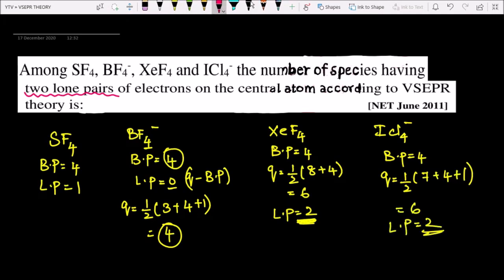So what are the options? Basically there are no options here, I didn't attach the options. So the answer is going to be XeF4 and ICl4 minus. These two species will have two lone pairs. Let's move to the next question.